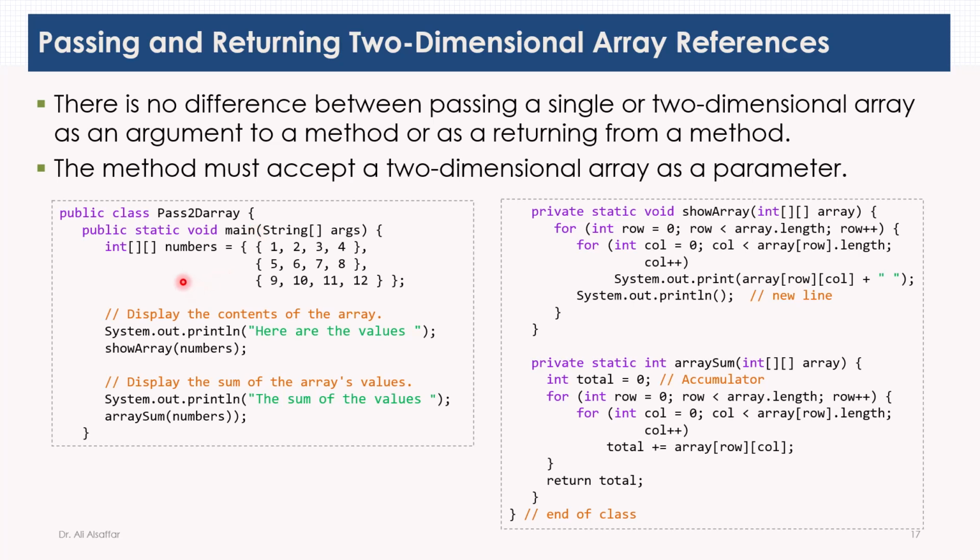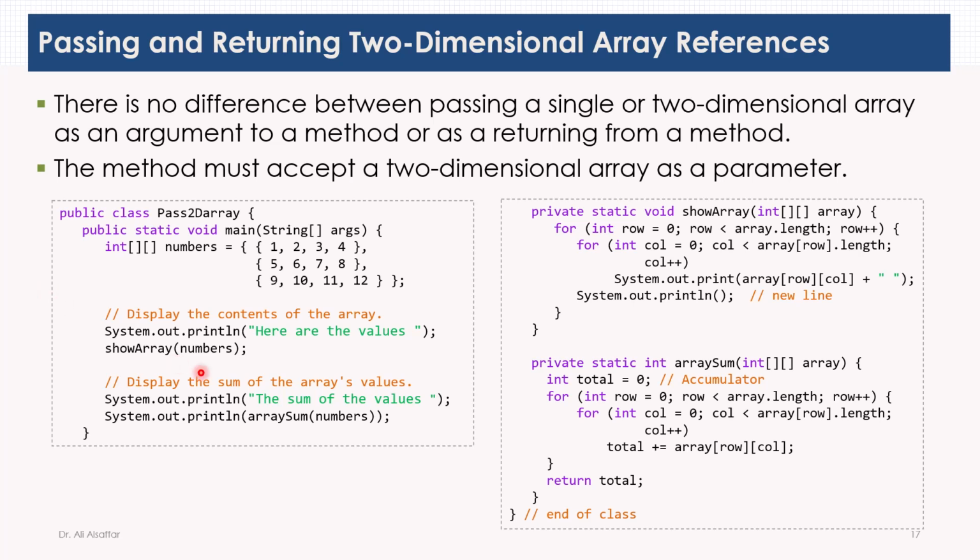In our main program, we have an array of integers of size 3 by 4, and it is already initialized with some data. Now to call the method for printing the array in a tabular form, you simply supply the name of the two-dimensional array as an actual parameter. So simply you write the name of the array, numbers, and since numbers is defined as a two-dimensional array and the formal parameter is defined as a two-dimensional array, the two-dimensional array is passed as a parameter to the method.